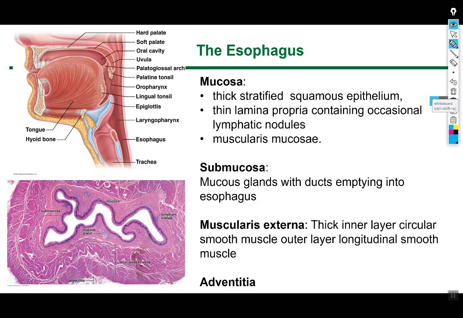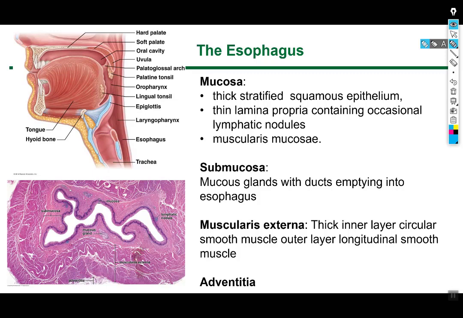The submucosa contains mucus glands, and that makes sense, right? Because think about a time you swallowed something that was too dry, how difficult that was. Oh, excuse me. You don't want that to be the case. You want to have a smooth swallow with no stuff sticking in your throat at all times, as much as possible. So the submucosal glands basically just lubricate the muscular passage of the esophagus.